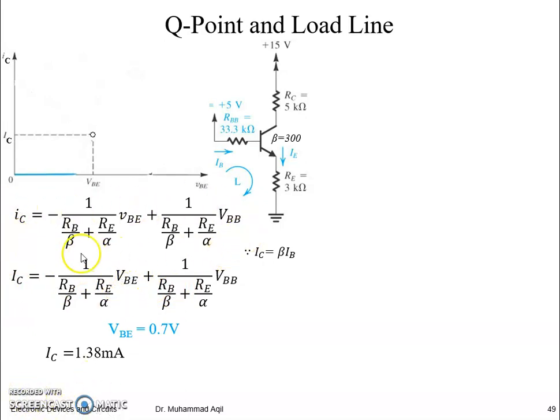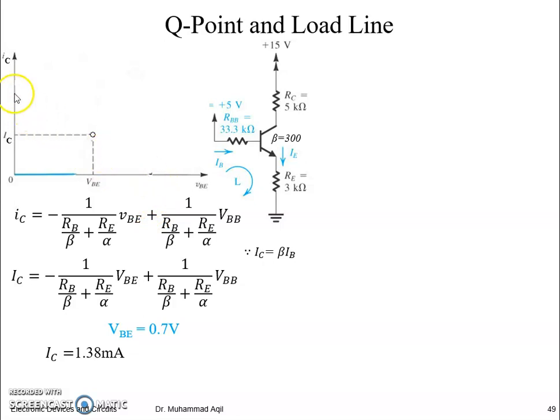And this is just the equation of a line having slope minus 1 by RB by beta plus RE by alpha, and this would be the y-intercept. The locus of this point for this line, that is the movement of this point possible with this equation, with this loop, can be found by just finding the extreme points and joining them. So to find the extreme points, let's find the y-intercept and the x-intercept.